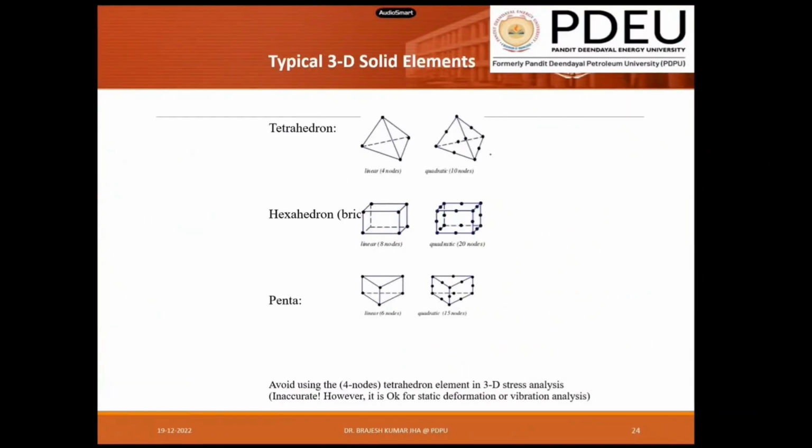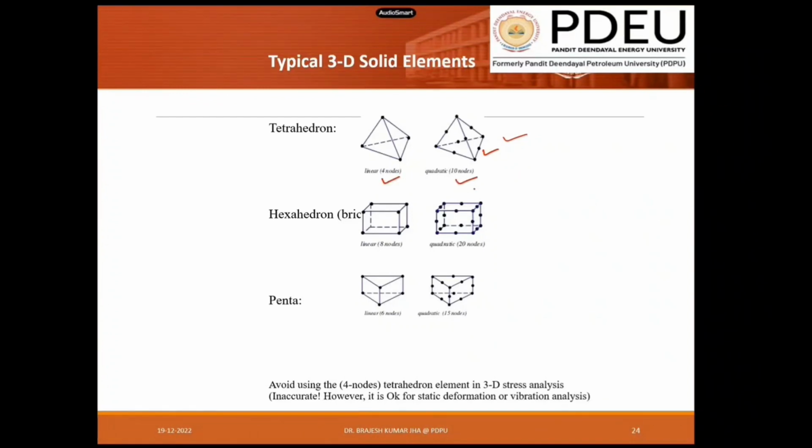Other than this, the tetrahedron can be used. Here, what we can see, this is the tetrahedron. It has the node at the end. But here, nodes are given on every side, at the middle as well. So what we see here, 4 nodes are there. Here 10 nodes are generated.